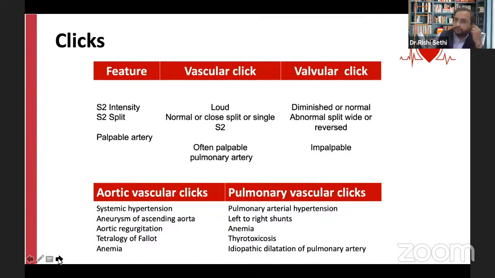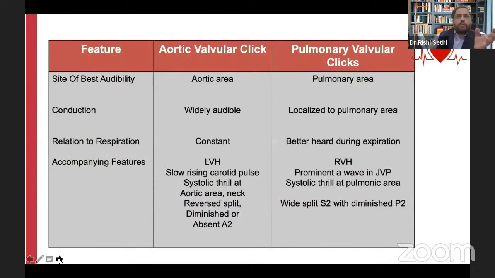The pulmonary valvular click may move with respirations. The vascular clicks generally do not move with respiration. So when you talk about the aortic valvular click versus the pulmonary valvular click, the site is important, the aortic and the pulmonary area. The aortic valvular clicks are generally widely audible, while the pulmonary valvular clicks are generally localized to the pulmonary area.